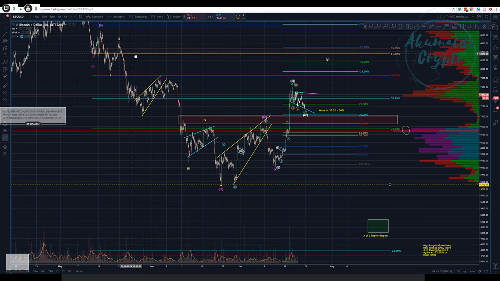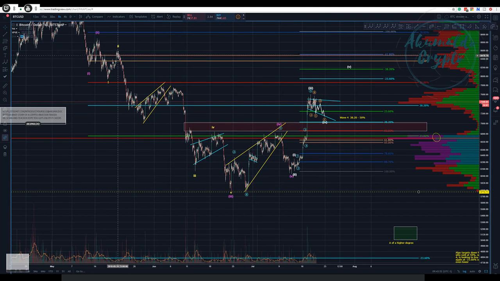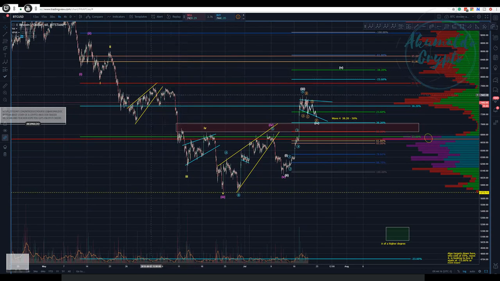If you count here, it's really difficult to find a wave one. But here we have a 1, 2, this is 3. Then we have a 4 and a 5, extended 5. Then a 4 again. You see how similar this price action is? This is a 4, correcting a motive impulse wave down. So this is a place where we are gonna find resistance, that's obvious.